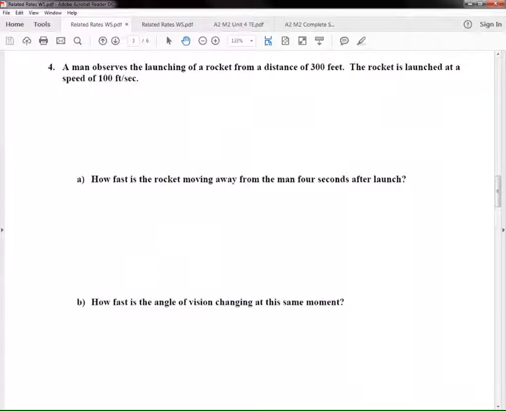Alright, we got the man observing a rocket scenario. Here we go. Related rates. A man observes the launching of a rocket from a distance of 300 feet.